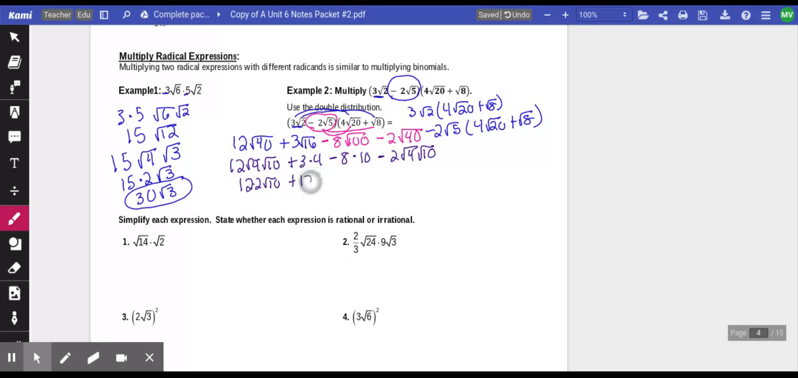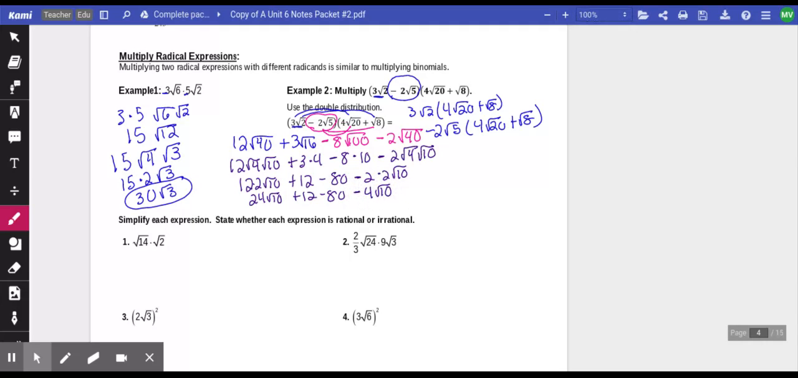Plus 3 times 4 is 12. Minus 8 times 10 is 80. Minus 2, the square root of 4 is 2, so that's 2 times 2 radical 10. I'm going to multiply: 12 times 2 is 24 radical 10, plus 12, minus 80. 2 times 2 is minus 4 radical 10.